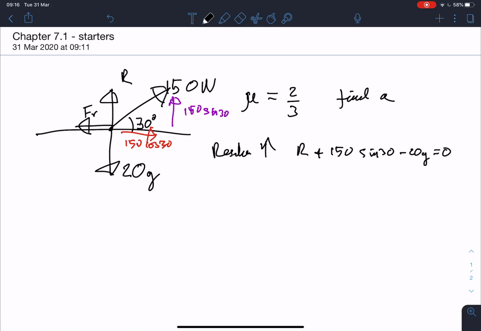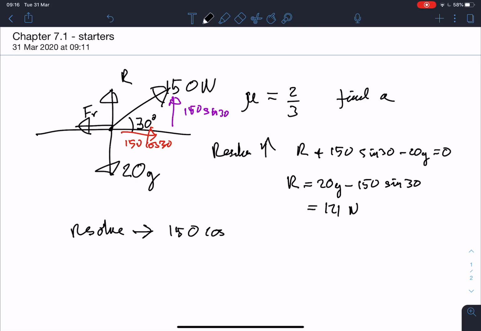So therefore, when resolving vertically, you've got R plus 150 sine of 30 minus 20g is equal to 0, since it's an equilibrium. So R is equal to 20g minus 150 sine of 30. Sine of 30 is a half, so that's 75, so that's 125, probably closer to 121 newtons. You can tap it in a calculator just to check.